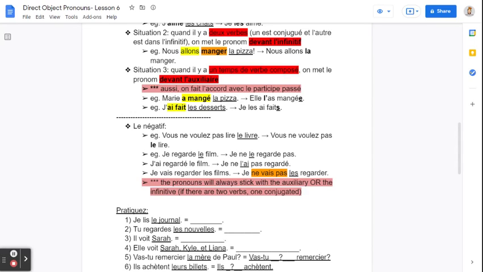Situation 3 is when you have a mixed tense of verbs. For example, when you have an auxiliary and a past participle, also known as passé composé. If you haven't done passé composé, don't worry. I will be covering that in 2 lessons from now. But I just included this here in situation 3 because it's part of direct object pronouns and it makes sense to have it here. When you have those kinds of sentences, you're going to put the pronoun before the auxiliary. And you're also going to be making agreement with the past participle verb.